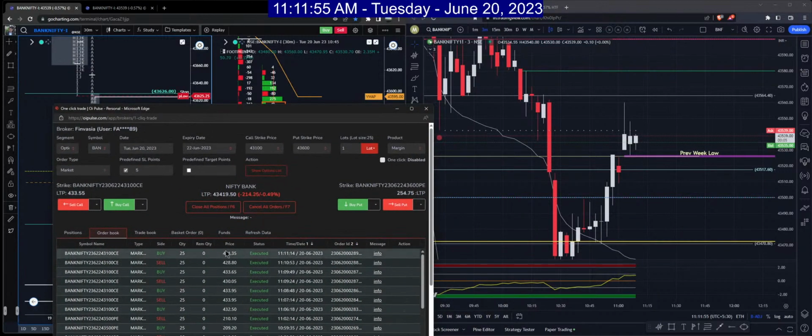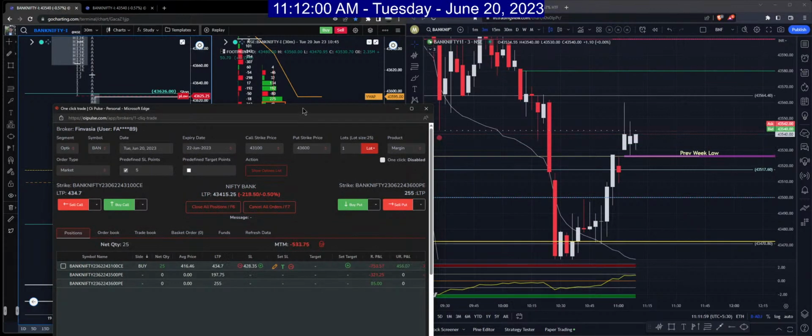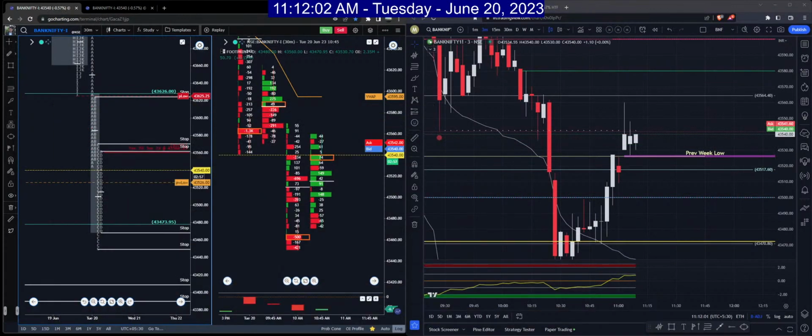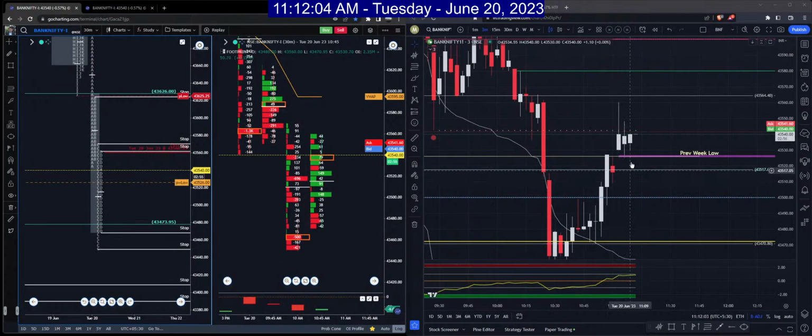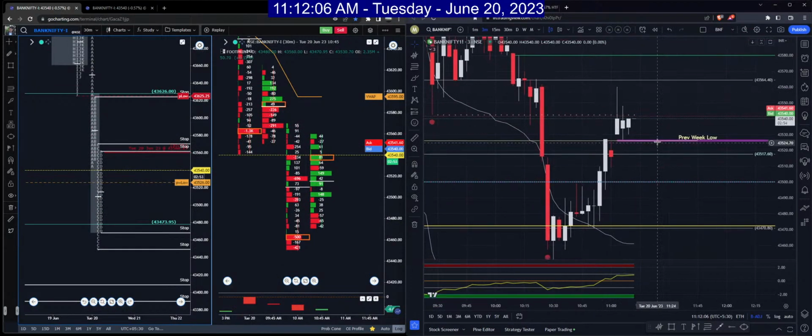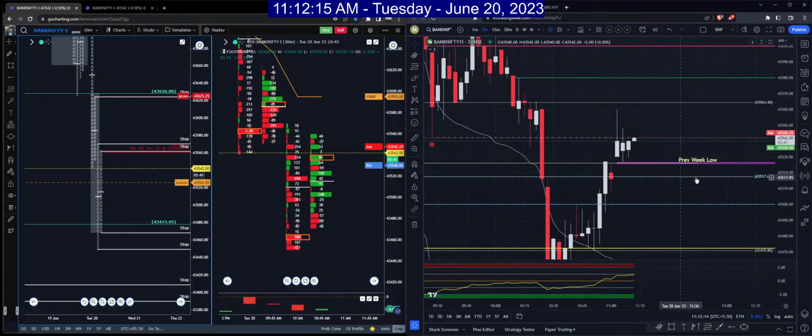Okay, so this is my trade. 431 is my buy price. SL is 428. Okay. So we are seeing supply from the initial balance. So I'm waiting for price to move within the balance, because overall it has moved in a bigger balance. It has moved back within the previous week's low.